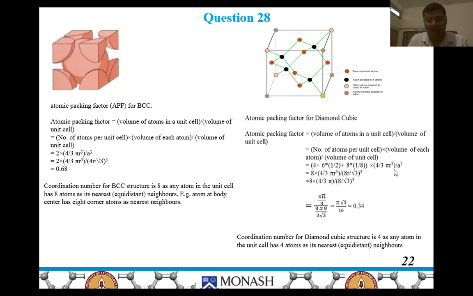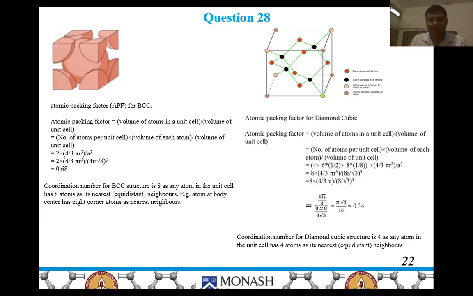We have root 3 A will be equal to 8r. So this is calculating from the diagram. So A will be equal to 8r upon root 3. So 8 into 4 by 3 pi, divided by (8r by root 3) cubed. So this comes out to be pi root 3 upon 16.